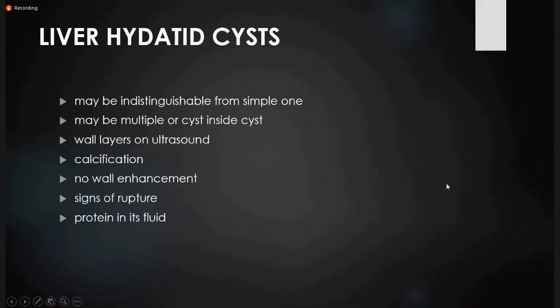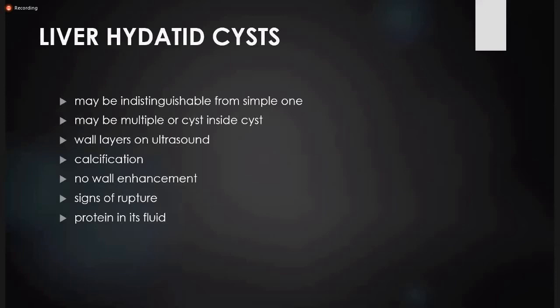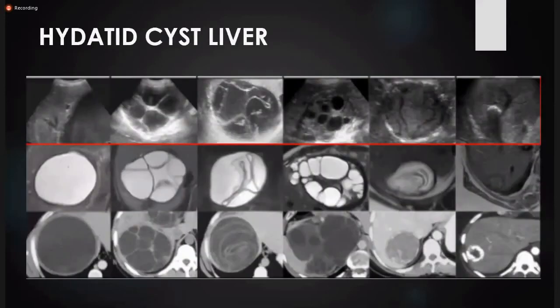Liver hydatid cyst. It is sometimes indistinguishable from simple cyst. These can be multiple or solitary. Wall layers on ultrasound, calcifications, usually no enhancement is seen on CT or MRI. They may rupture into the adjacent structures, and internal fluid is usually proteinaceous.